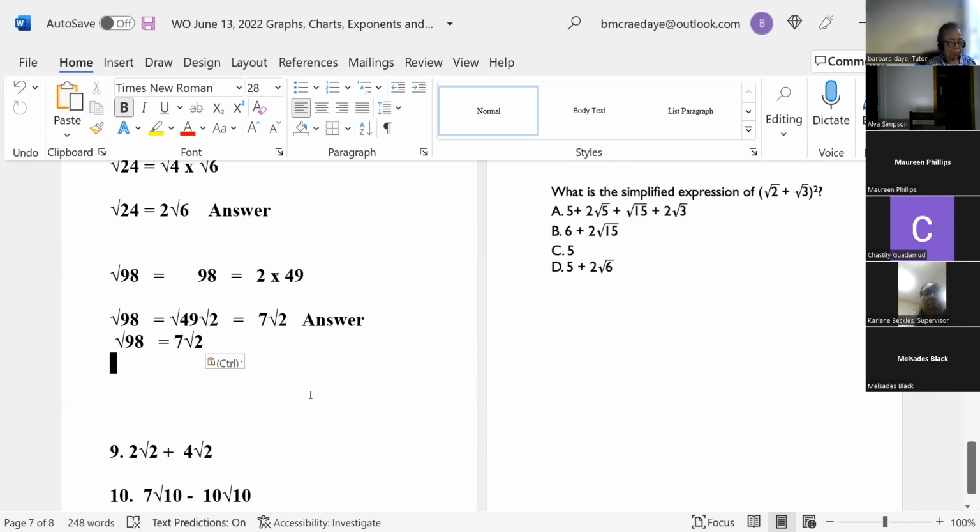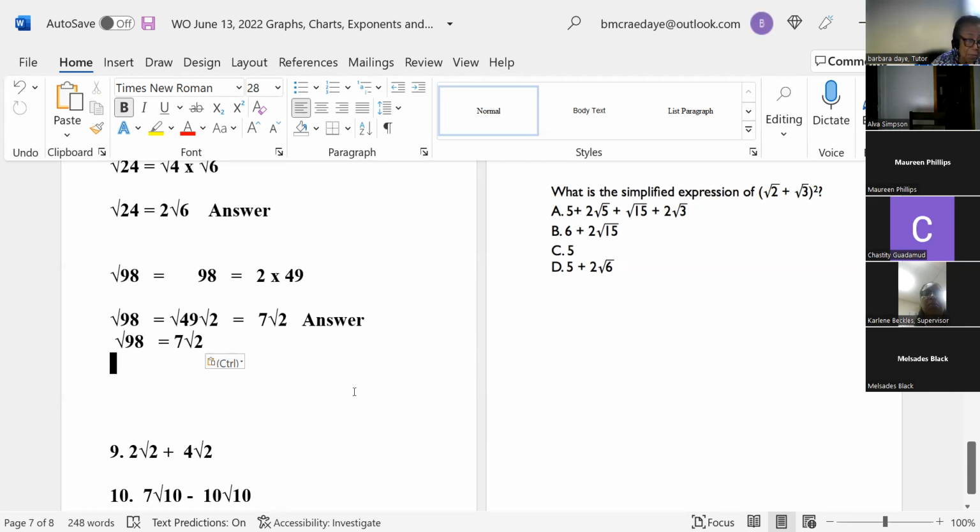I thought you were saying that the 49 with the 2 is the answer. But now that you say that it is 7, it's clear in my head. Yeah, there's the answer right there. That's why I put the answer here, 7 times the square root of 2.